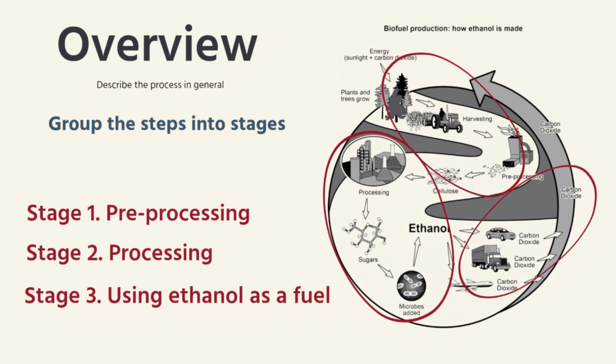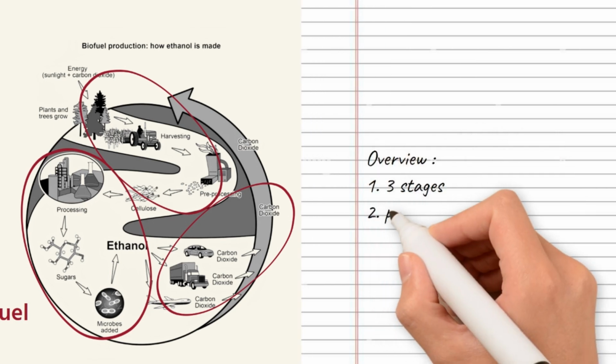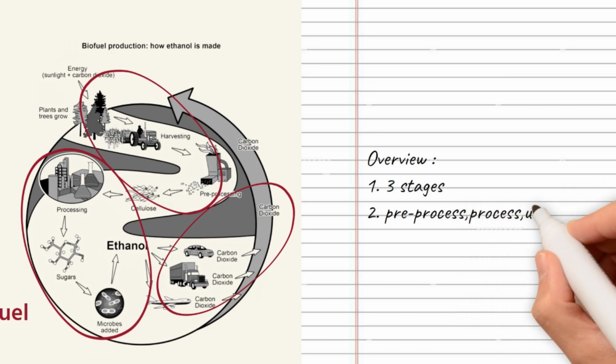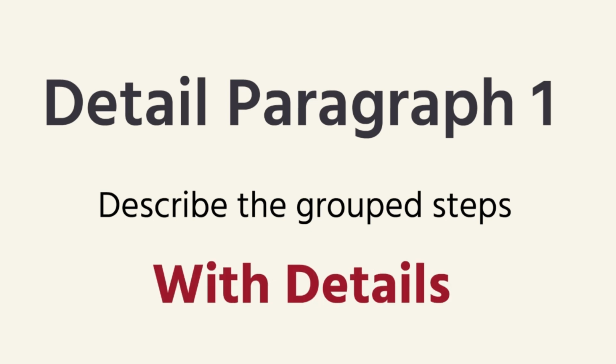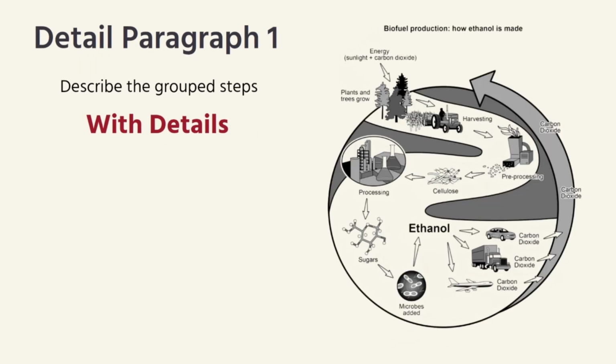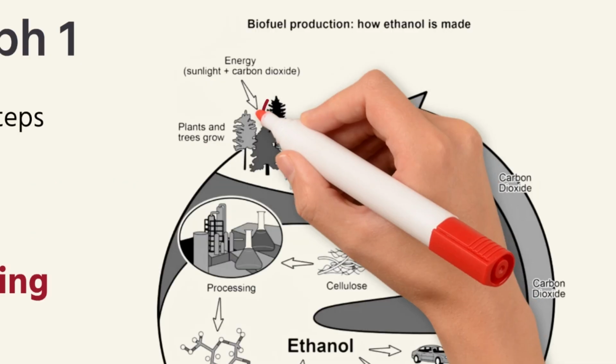Write down the plan. Overview, 3 stages: pre-process, process, use as a fuel. Let's move on to detail paragraph. Now you should describe the steps in detail. In detail paragraph 1, I will describe stage 1 and 2 because they are the process of making ethanol.